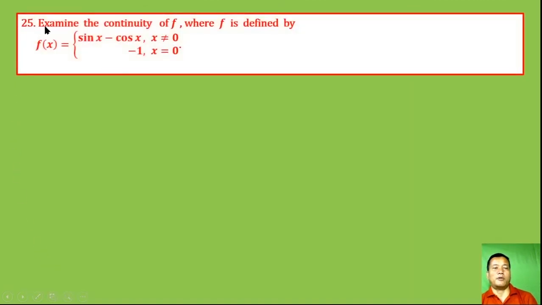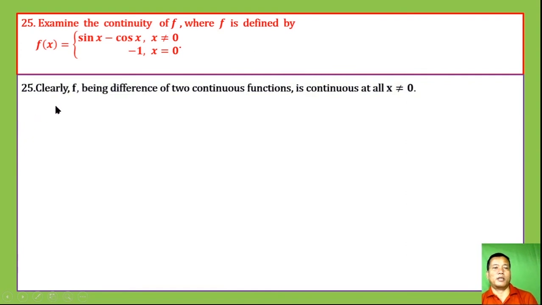Question number 25. Examine the continuity of f where f is defined by this. Clearly f, being the difference of two continuous functions, is continuous at all x not equal to 0.